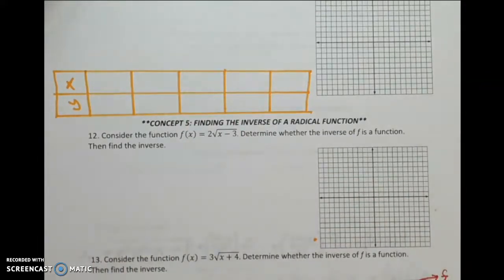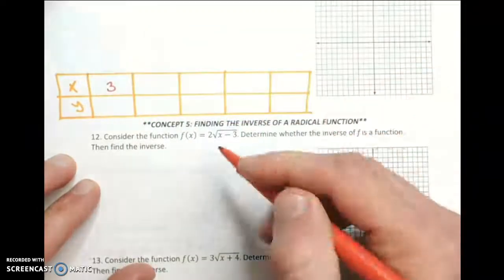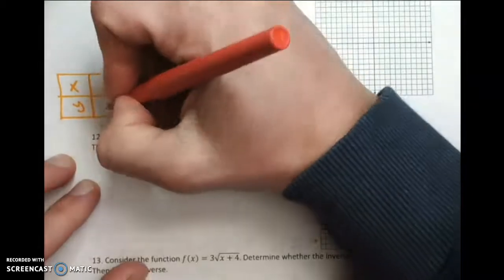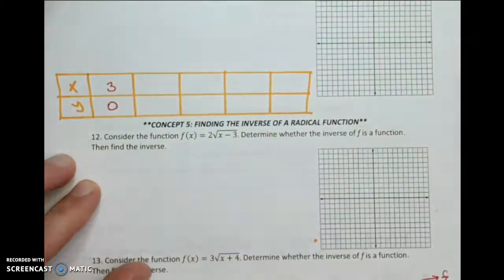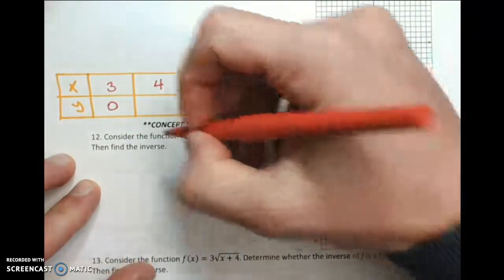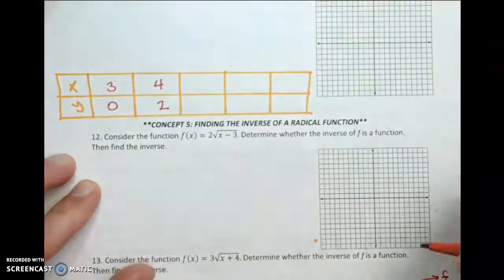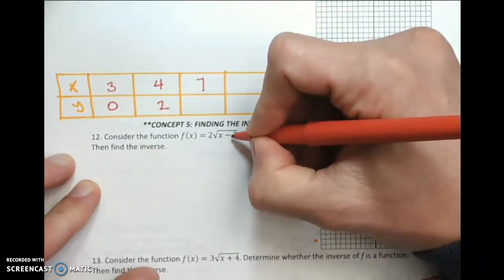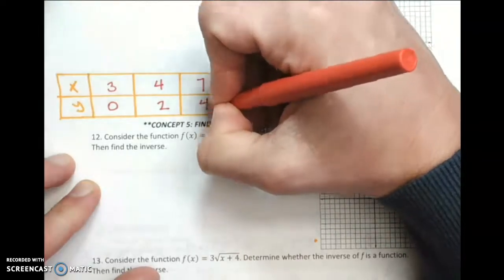And really what I'm going to do is look for perfect squares. Alright, and if I look for perfect squares, then I don't even need to use my calculator. Right, so if I put in 3 right here, I get 3 minus 3, which is 0. The square root of 0 times 2 is just 0. Alright, if I put 4 in, I get 4 minus 3, which is 1. The square root of 1 is 1 times 2 is 2. If I put 7 in there, I get 7 minus 3, which is 4. And the square root of 4 is 2 times 2 is 4.